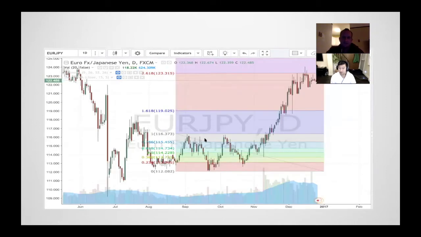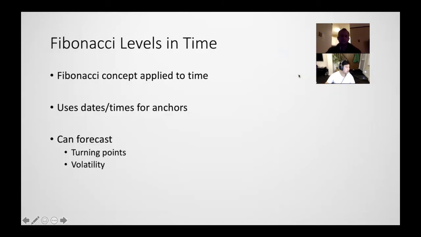Okay, same thing with the euro against the Japanese yen. Again, this little oscillatory period here, I've identified the high and the low as the anchors for my Fibonacci. And again, we see with the extension where it's going to have some troubles.